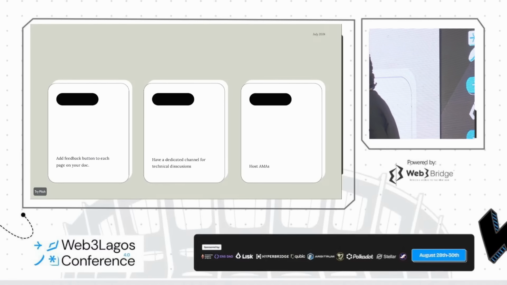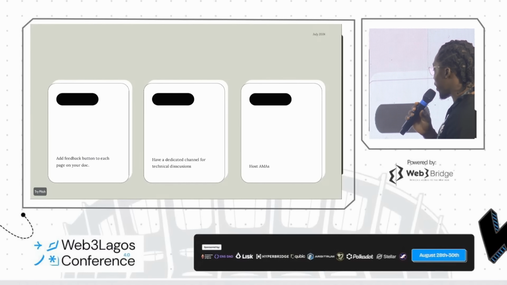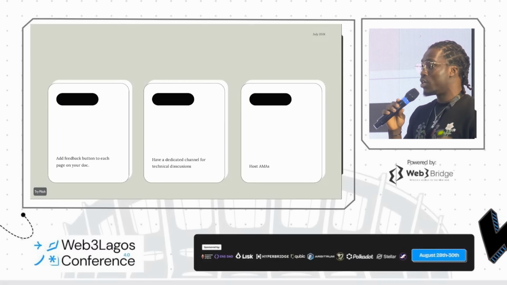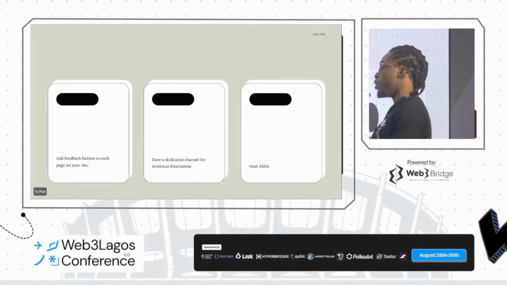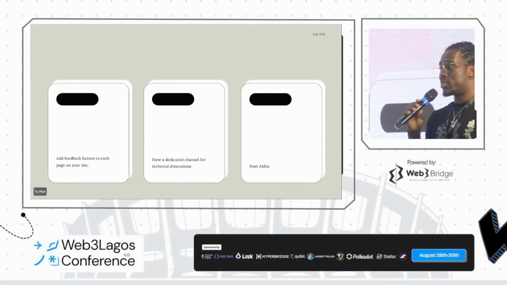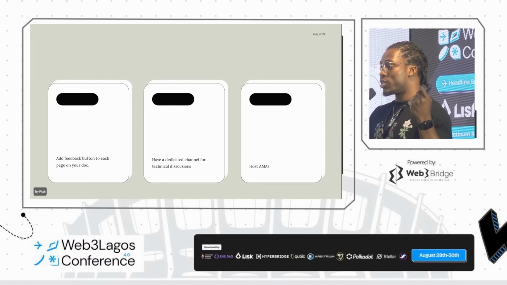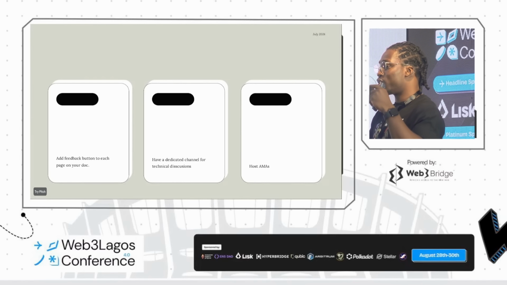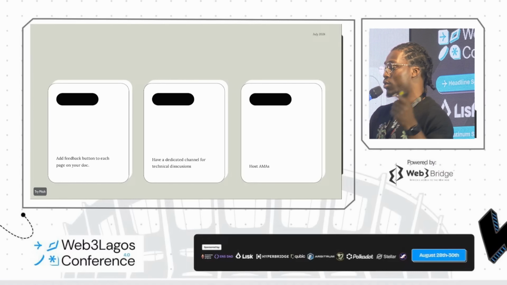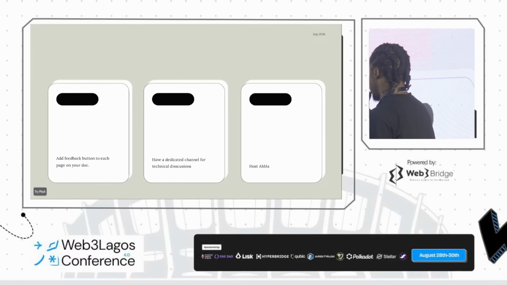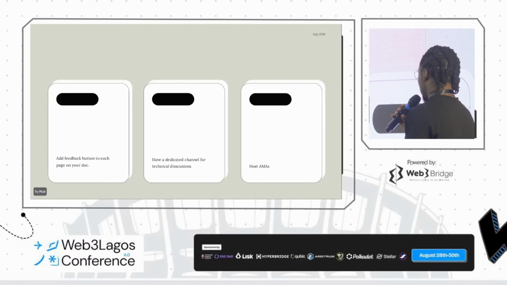The other thing you can do is add a feedback button to each of your pages on your documentation site. This has really, really improved developer experience for a lot of our clients at Hype. So when you add this, you notice that people tend to give you feedback on things you wouldn't even notice, things your eyes couldn't catch. So it's very important to add a feedback button or feedback functionalities on your documentation site.